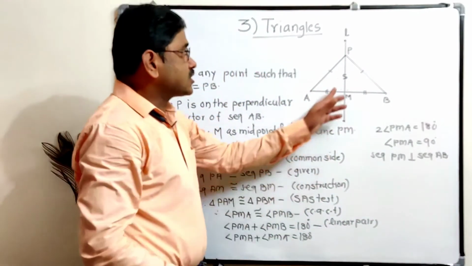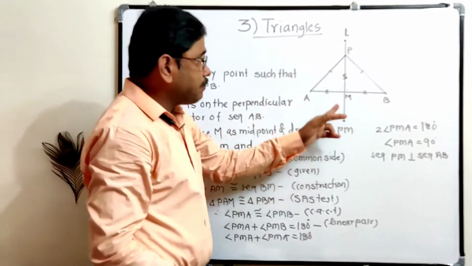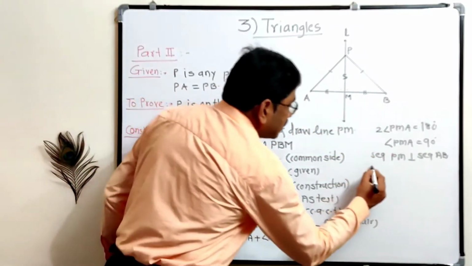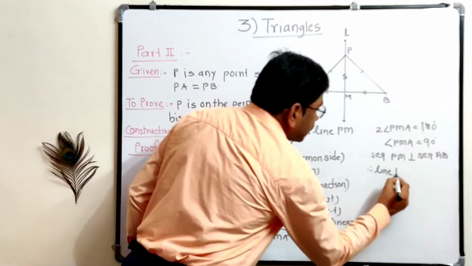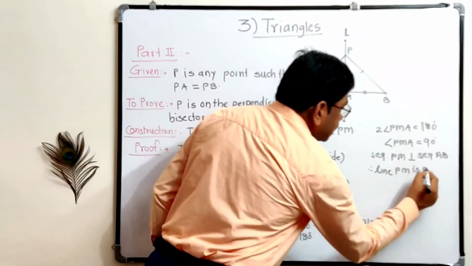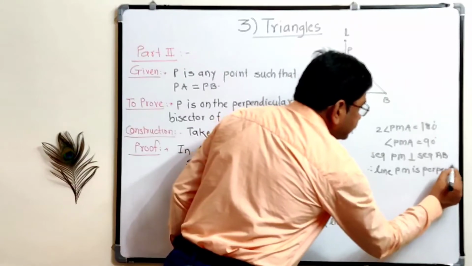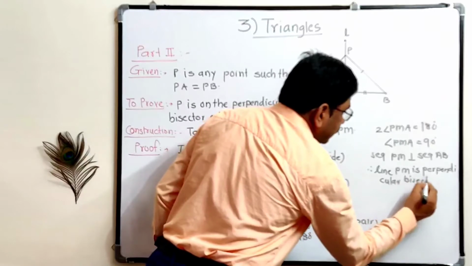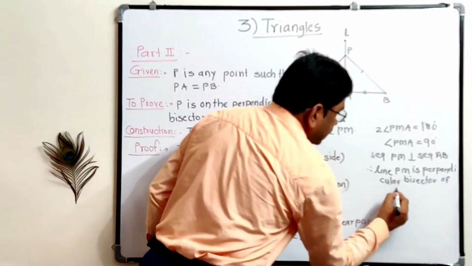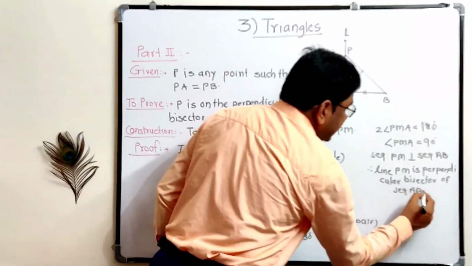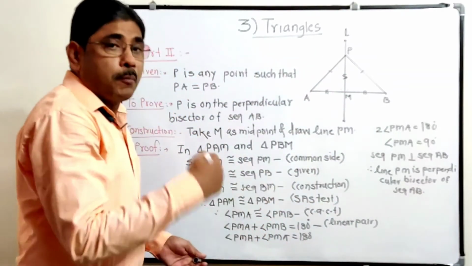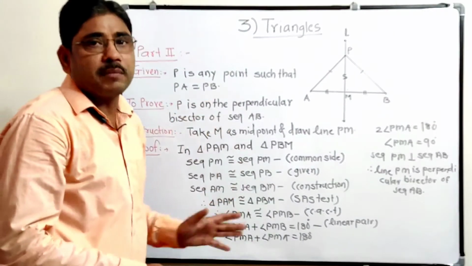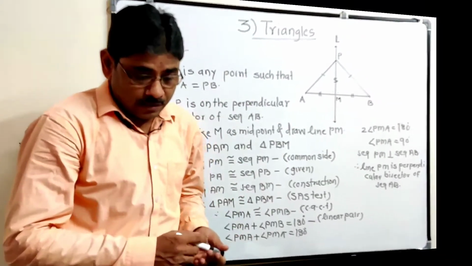Now according to our construction, this line PM, means segment PM, is passing through the midpoint and it is perpendicular. Therefore, this line PM is the perpendicular bisector of segment AB. So in this way we can prove these two parts of the perpendicular bisector theorem. So this is the perpendicular bisector theorem. This is the first theorem.